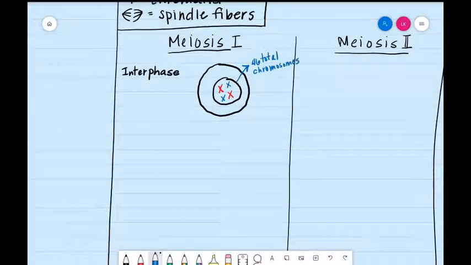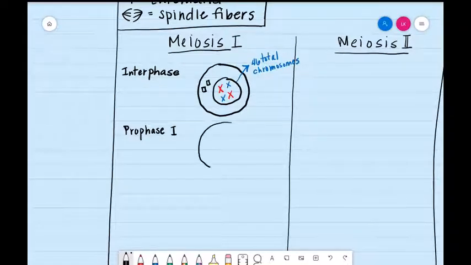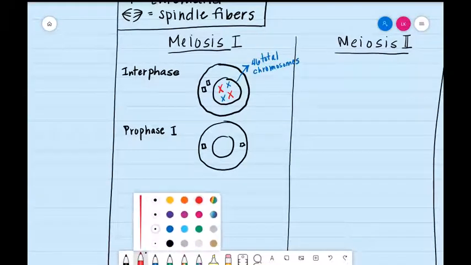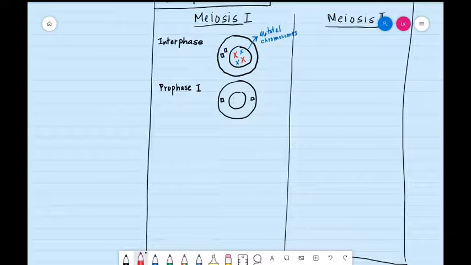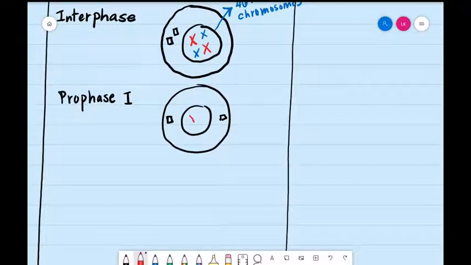Okay. Now, there's also our lovely centrioles in there as well. So during prophase 1, we still have the nucleus. The centrioles have moved to opposite sides, and our lovely chromosomes, they actually find a buddy, and they attach to the buddy.